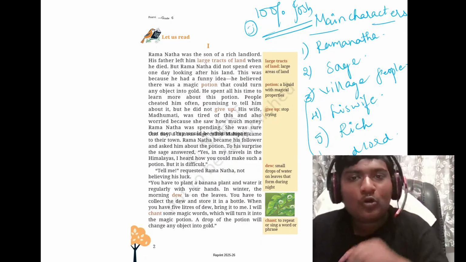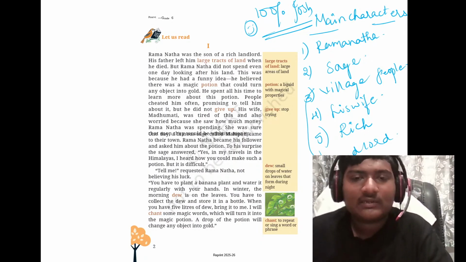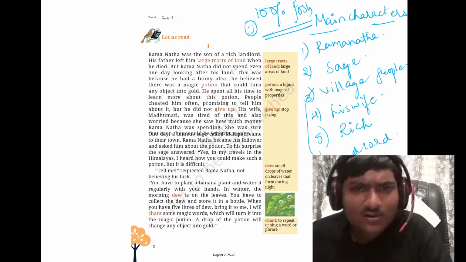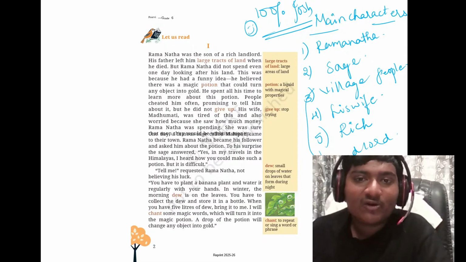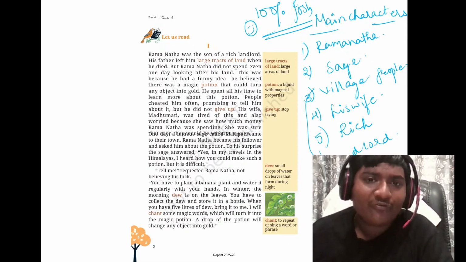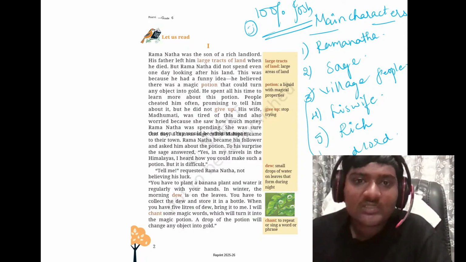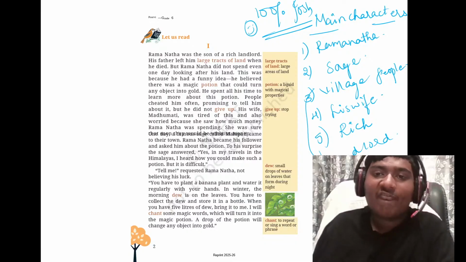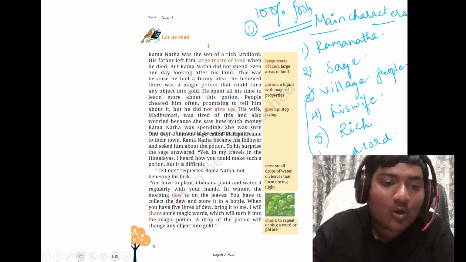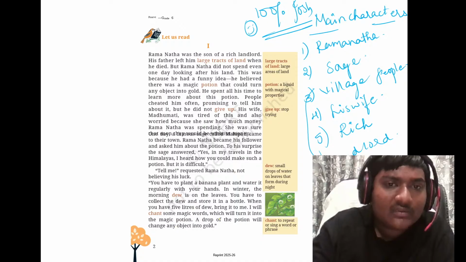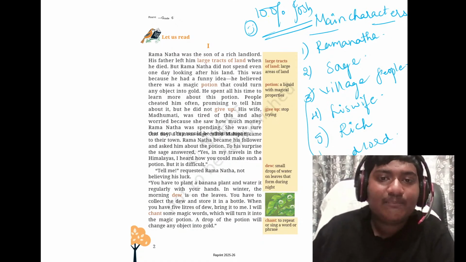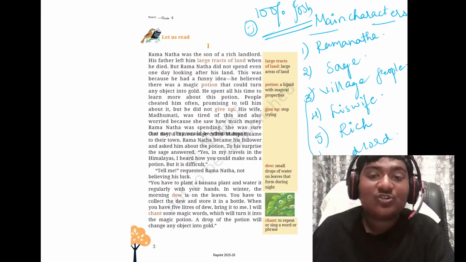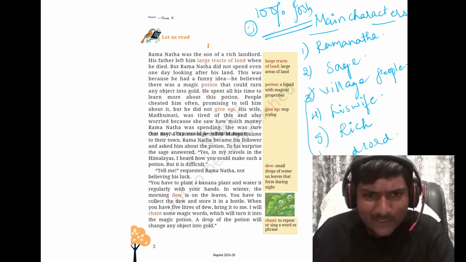But Ramanatha did not spend even one day looking after his land. He did not take proper care of it, and he did not do any plantation or crops in those fields. Yes, there was a funny idea in Ramanatha's mind. What is that? He believed that there was a magic potion. What is meant by potion? A liquid with magical properties. What is meant by potion?